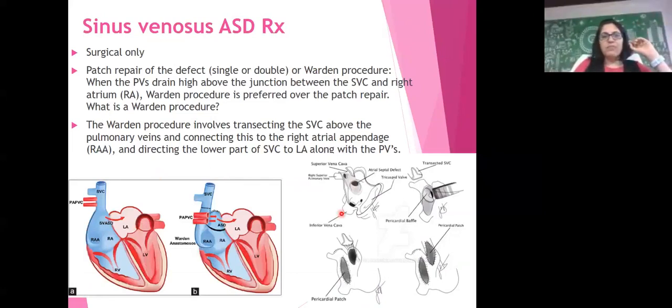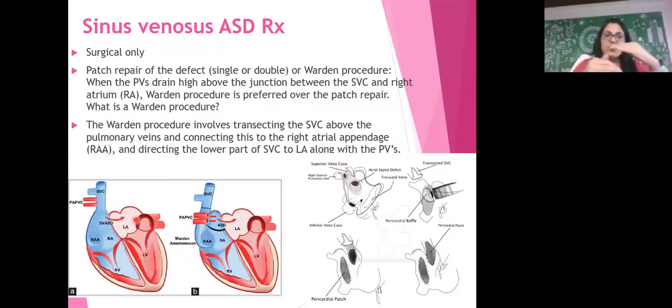So what you do is basically, either you can patch it, connect the vein back to the LA and close the ASD, or there is something called a Warden procedure, where you cut the SVC above the pulmonary veins and connect that SVC to the right atrial appendage. So that's a more complicated one. But the important thing you need to remember is, look where the sinus venosus ASD is here, right? Look at the SVC. If you do some connection through the SVC, the same SVC is how much? 5-6 mm? You can cause SVC obstruction.